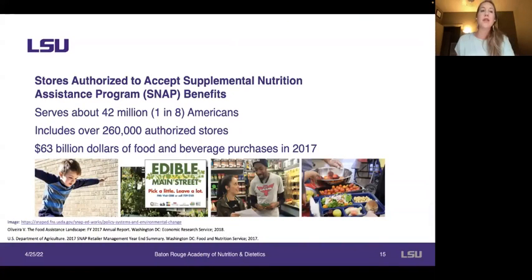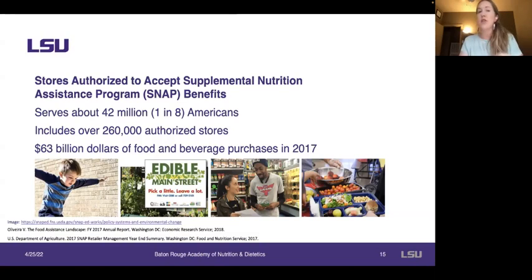So I chose to focus on SNAP authorized stores in particular because we know that the SNAP program serves quite a large proportion of the American population. So about 42 million, or 1 in 8. And I think that number has probably increased as a result of the COVID-19 pandemic, which strained household financial security immensely. So that's also something to keep in mind.